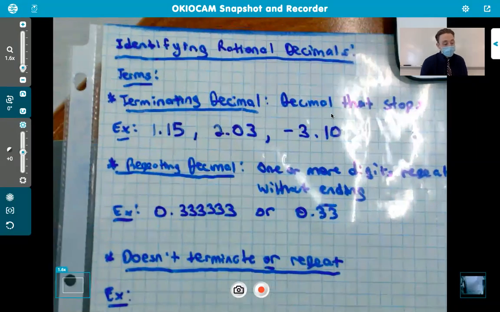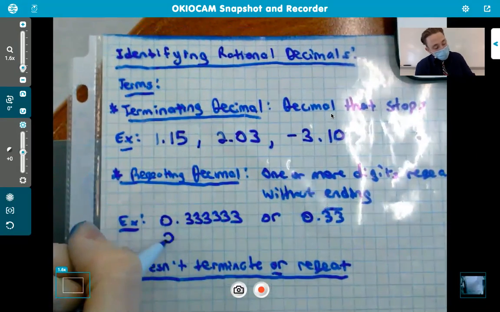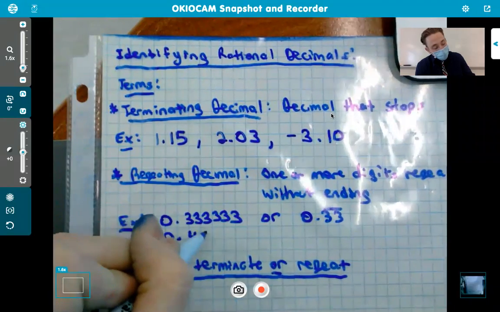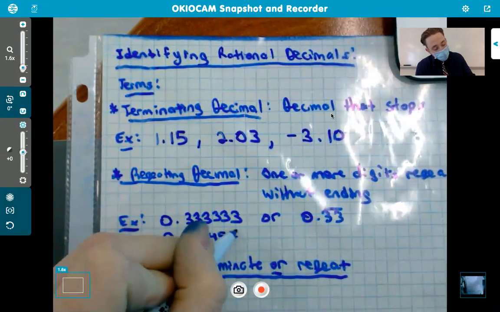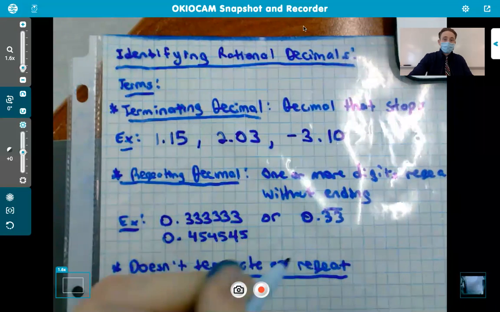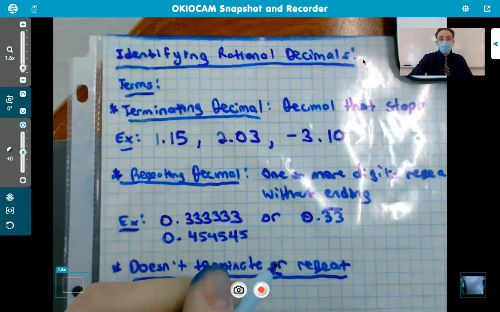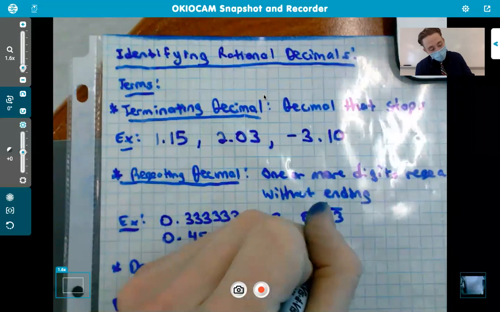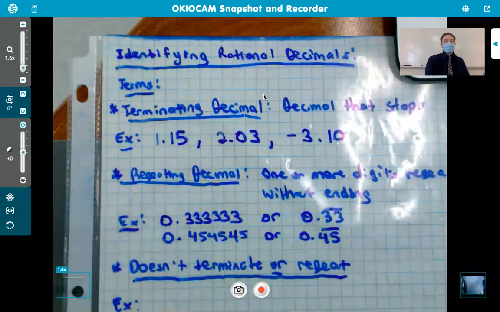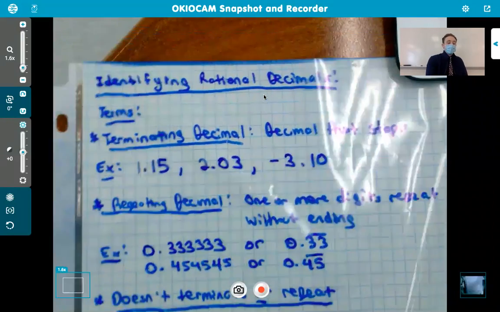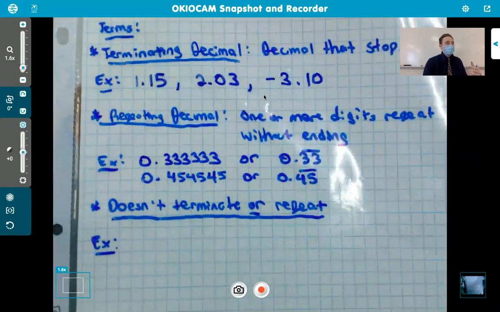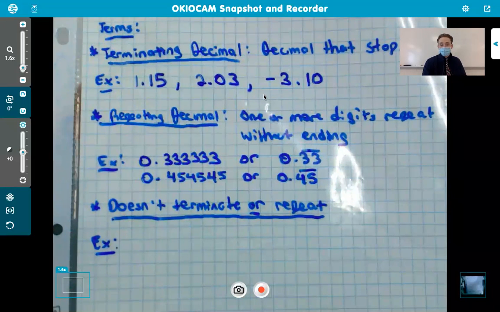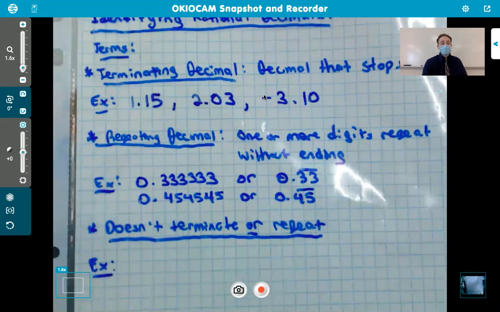You might see multiple digits repeat. So like 0.45454545. This is the same thing as 0.45 with the line over top as well. It's repeating forever and ever. Those digits, that one single digit or those multiple digits, are repeating forever and ever.